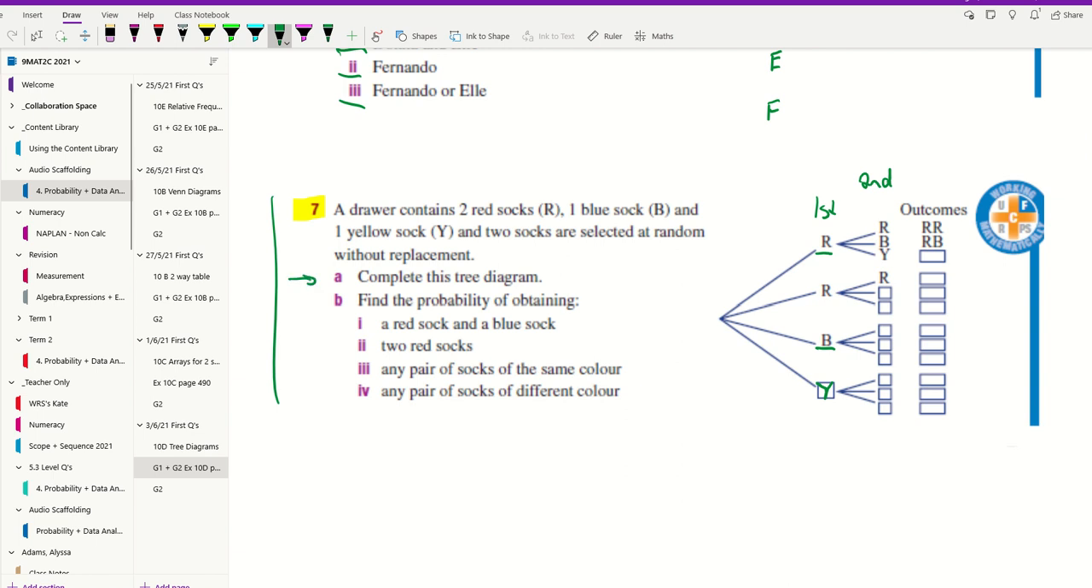of obtaining a red sock and a blue sock. So first of all, you need to count up all of your outcomes. Find out what they are and put that on the bottom of any fraction you're going to do. So after you've got your outcomes, how many are there? And write down that number on the bottom. Find the probability of obtaining a red sock and a blue sock. So you're looking for red, blue, or blue, red in your outcomes.